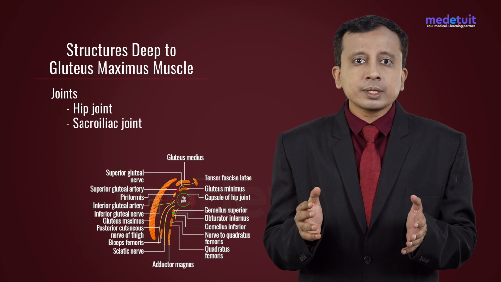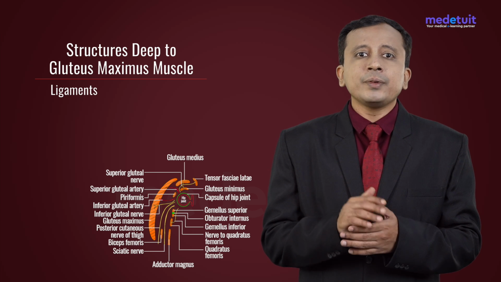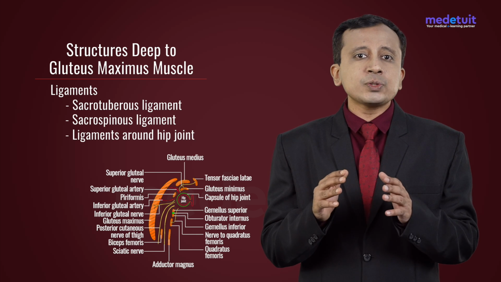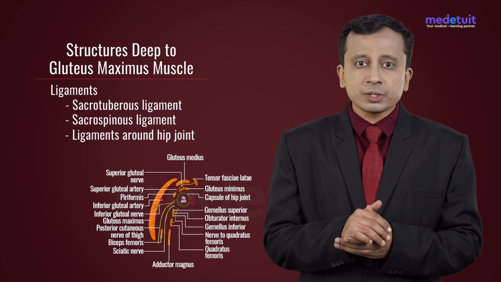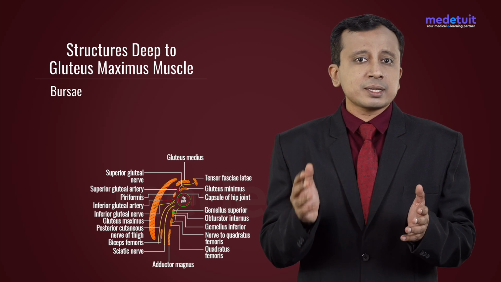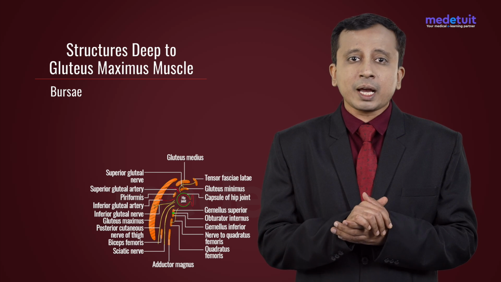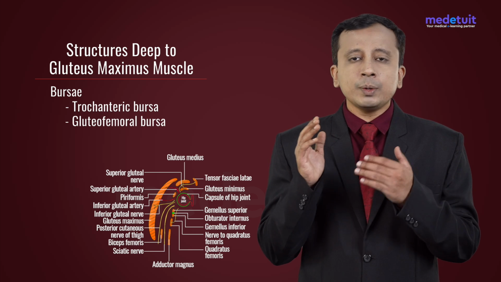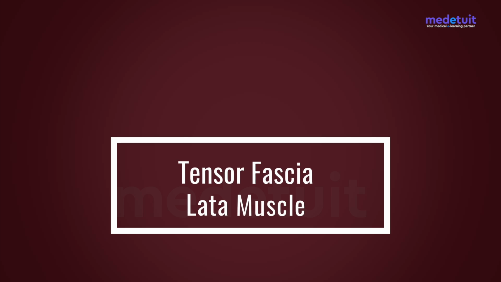Covering these joints, supporting them, we have the ligaments. Which are the ligaments which are coming? We have the sacrotuberous ligament and sacrospinous ligament, and the ligaments around the hip joint, which will be covered by gluteus maximus. In between these muscles and the bones, we have the bursas, and in between the muscles also we have the bursas. Which are the bursae which will be coming here? We have the trochanteric bursa, we have the gluteofemoral bursa, occasionally we have the ischial bursa.